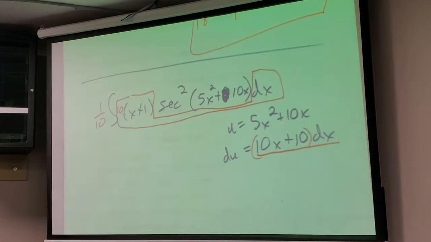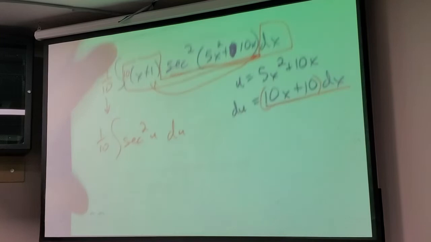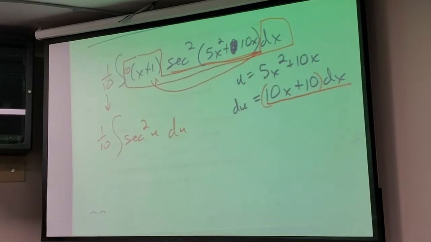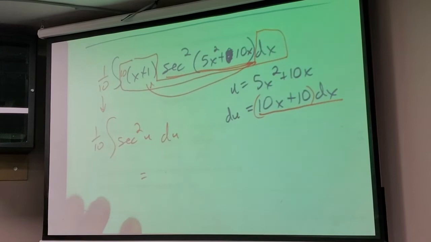So the 1/10 is still there. This is du. And of course this, secant squared u. And that should hopefully be easy. Oh, so you're just moving the 10x plus 10 to the dx. Yes, and this is why I really want this to make sense.